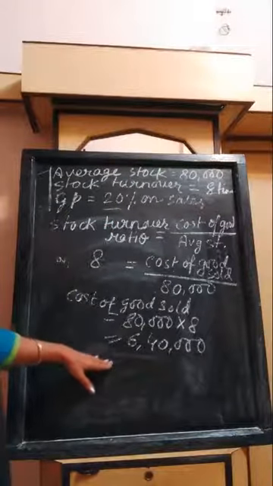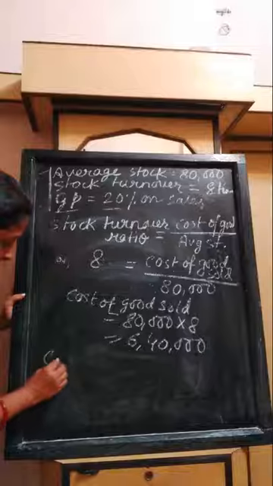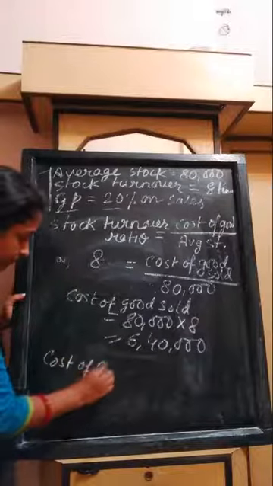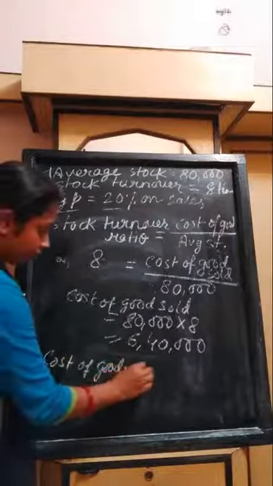Please notice carefully. Now, you have to find out the gross profit. Cost of goods sold means sales minus GP. Now, sales is not given to you in the sum.